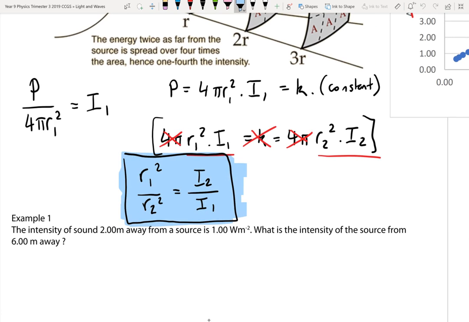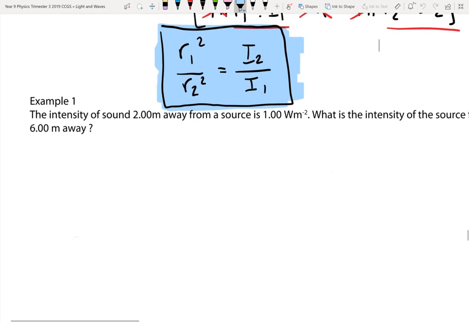Okay? Now, it's a simple ratio, so there's no units here. You've got meters squared over meters squared equals watts per square meter over watts per square meter. It doesn't really mean much to us. It's just a ratio. But what's important here is its inverse, so you notice that the 2's are on the other side of the fraction. So if I2 goes up, R2 goes down, and it's an inverse square. Okay? So, let's just use this.